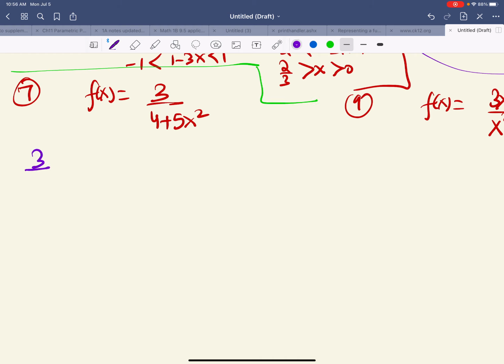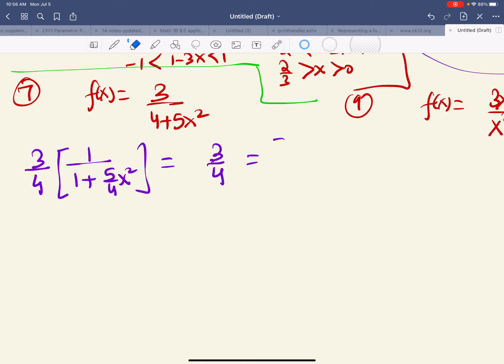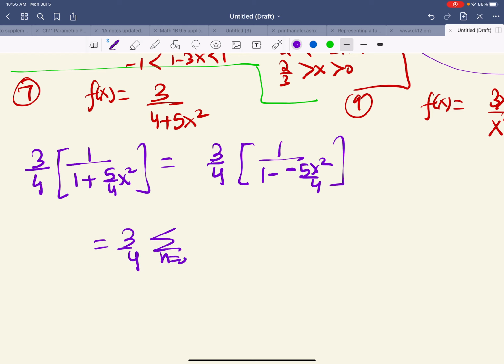So 3/4 I can pull out. And that would be 1 over 1 plus 5 over 4x squared. Rewriting 3 over 4, inside the parentheses, I would have 1 over 1 minus negative 5x squared over 4. Okay, so 3/4 summation n is equal to 0 to infinity r x to the power n, negative 5x squared over 4 to the power n. That's, we got our power series.